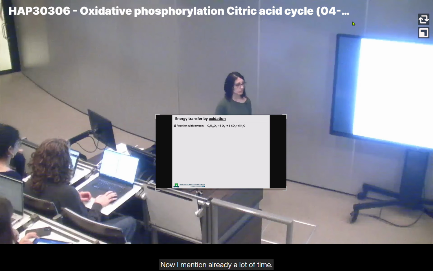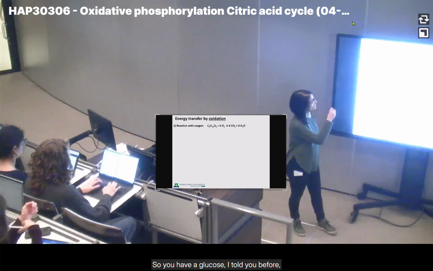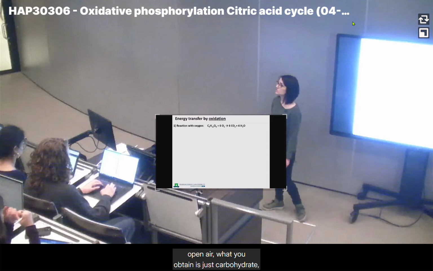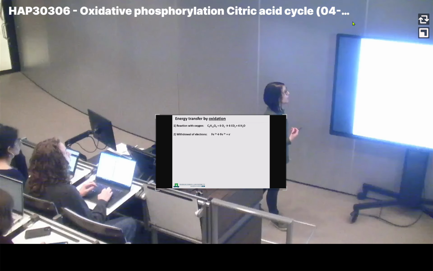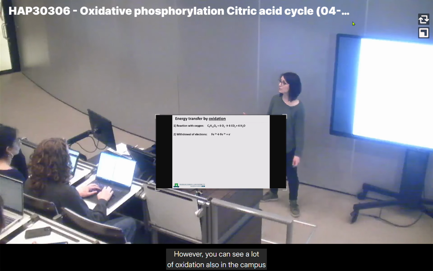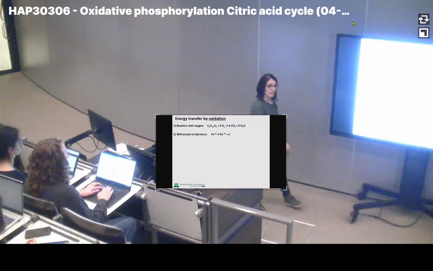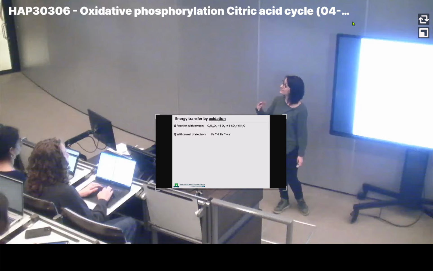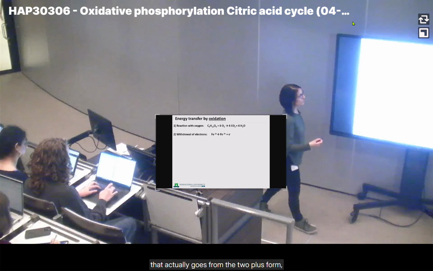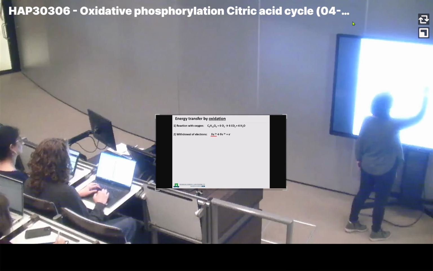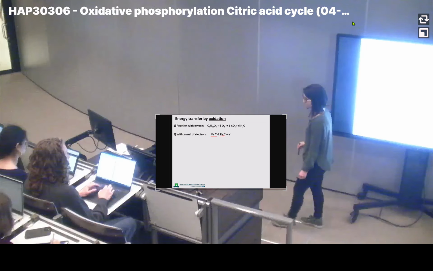So what is oxidation? I mentioned it already a lot of times. Well, you can think of oxidation, like the name suggests, as reaction with oxygen, right? So you have glucose, I told you before, in open air. What you obtain is just carbon dioxide, water, and heat. A lot of energy as heat. However, you can see a lot of oxidation also on the campus when you go around and find this bike completely forgotten for years, maybe somewhere in the forum. They are all rust, right? That's also oxidation. But that's a different oxidation. It has to do more with iron as an element that goes from the 2+ form to the oxidized form, yeah?